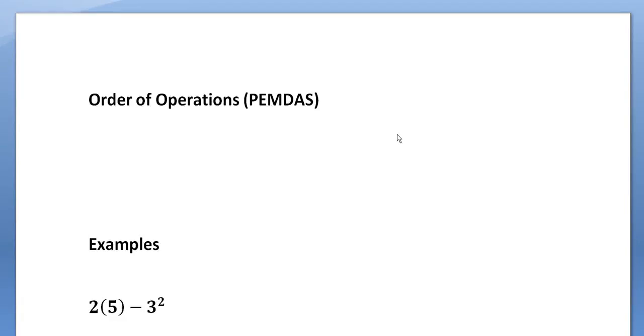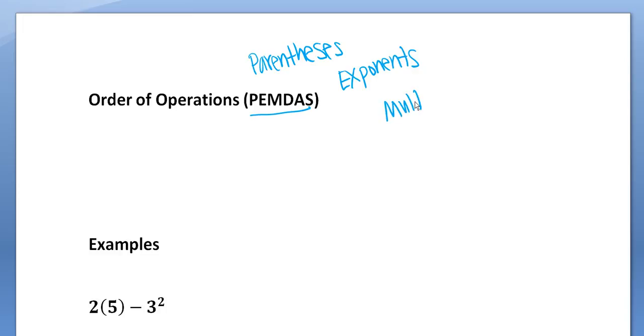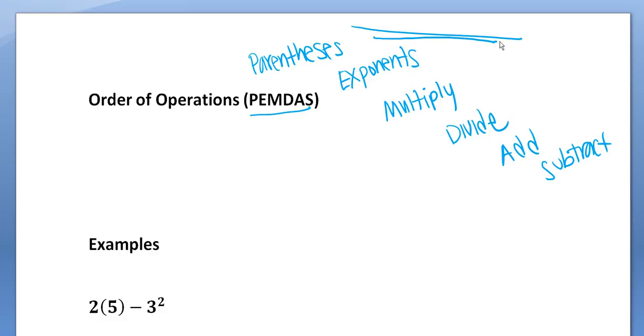Let's do a review of order of operations. Order of operations tells us the order that we evaluate algebraic expressions in. An acronym to remember that is PEMDAS. P stands for parentheses. E stands for exponents. M stands for multiplication. D stands for divide. A stands for add. And S stands for subtract. And this tells us the order that we do things in, left to right.